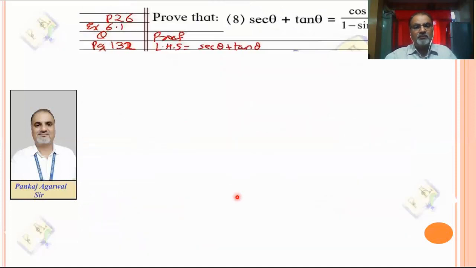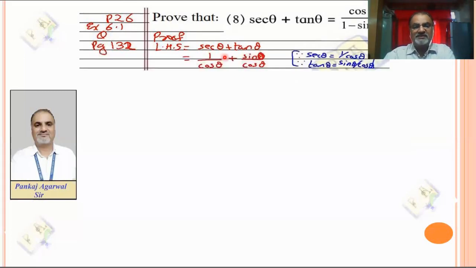Let's do the third problem using the conjugate method. P26. The question says, prove that sec theta plus tan theta equals cos theta upon 1 minus sine theta. It will be easier if we start with the RHS, but let me begin with the LHS this time. No harm in that. You can even begin with the right hand side, take the conjugate of the denominator and proceed. But we can also use the LHS. LHS, sec theta plus tan theta, because these are not in sine and cos, so I have started with the LHS.